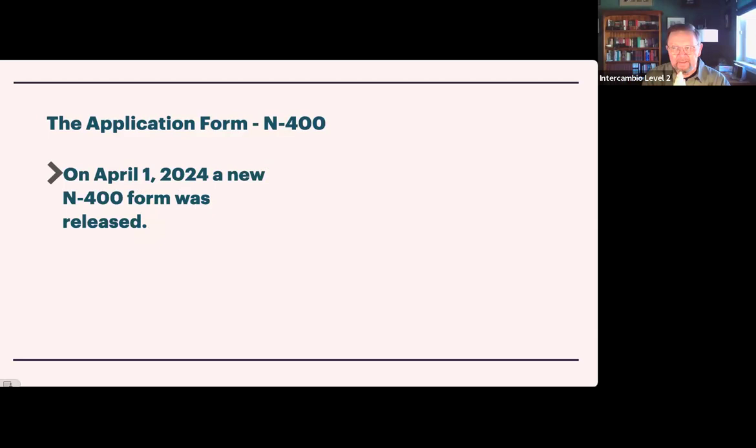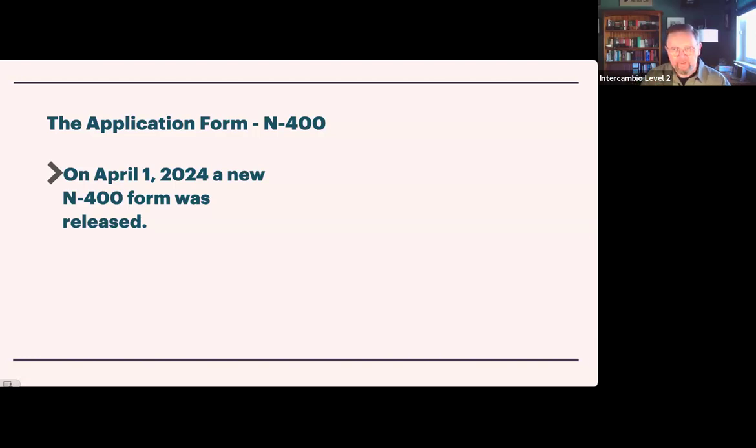N400 is the name of the form. Throughout these classes and in the handbook, we use the term N400, and it just means the application form to become a citizen. The form itself is dated, and in a little bit, I'm going to bring up a copy of the form and you can see there's a date at the very bottom on the left-hand side, and that date says edition 04/01/24, and that refers to the current new form.